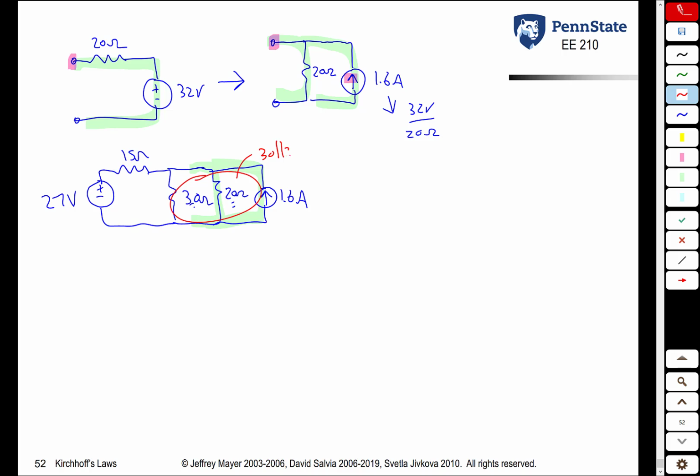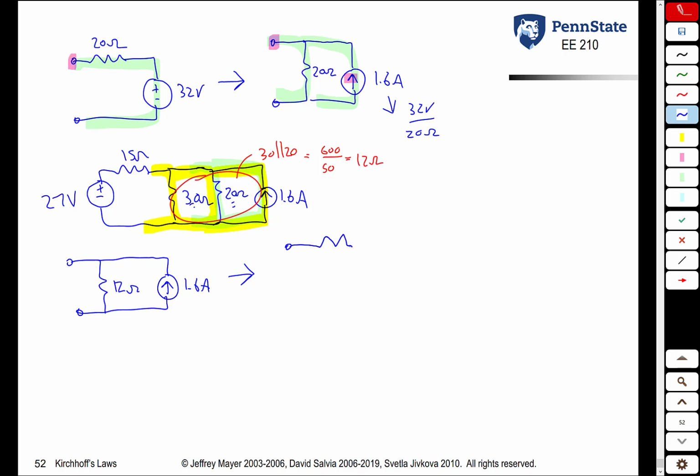30 in parallel with 20 is what? The product over the sum, or 12 ohms. So we can now take all of this thing in yellow. This thing in yellow is what? It is a 12 ohm resistor in parallel with a 1.6 amp current source. We can now convert that to a voltage source and a series resistance, another source transformation.